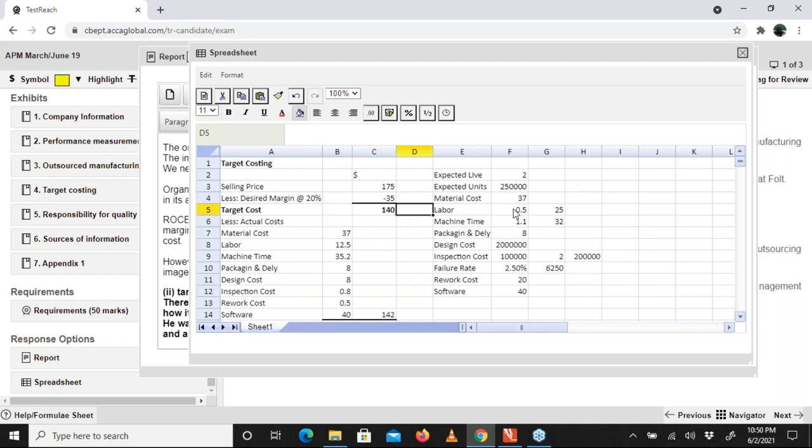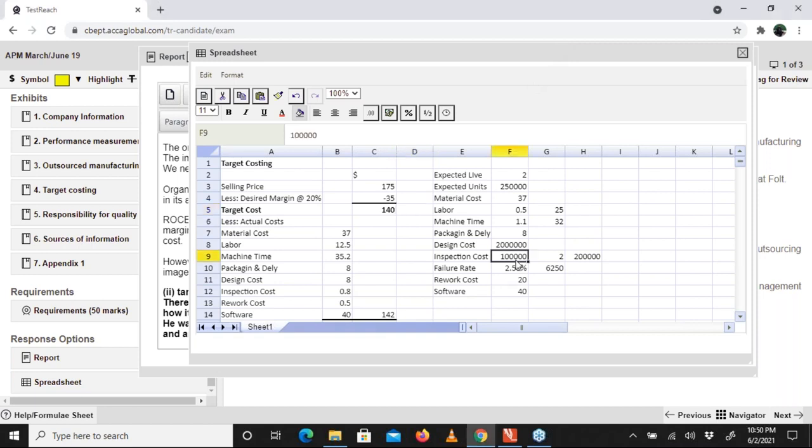Are you still confused? How did you calculate the inspection cost? For me, the failure rate, I calculated 20 into 2.5%. Yeah, that is also okay, Julio. Now, how did you calculate the inspection cost?